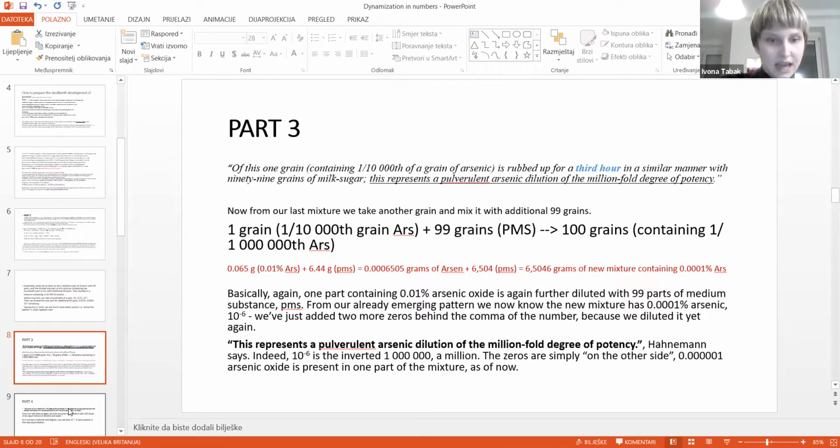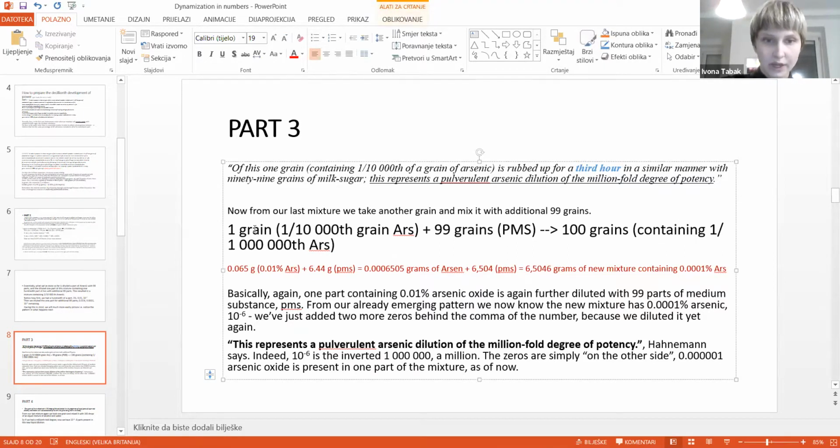He takes of this last mixture again 1 grain. And as we said, this 1 grain contains 10,000th of a grain of arsenic. And again, for 3 hours. So far we have 9 hours of making the potency. And again, with 99 grains of milk sugar, we make a 1,000,000-fold degree of potency. So again, we have the equations.